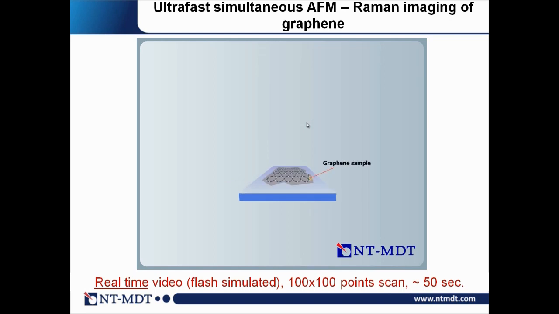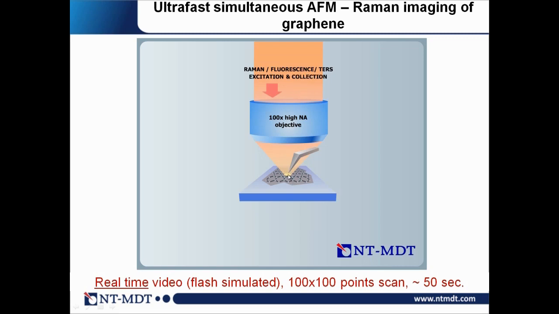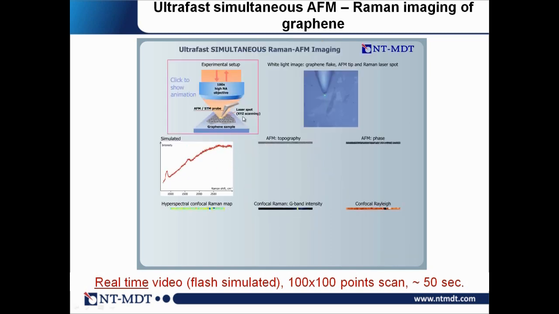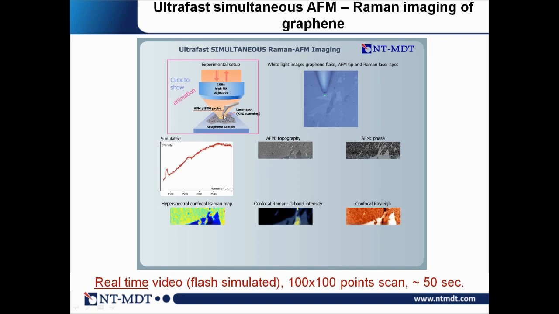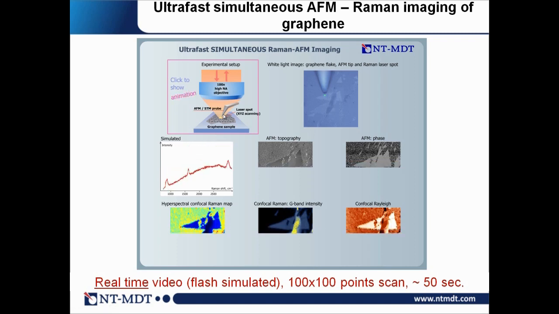So this is how we do co-localized AFM-Raman imaging. This is an example of a graphene flake, AFM probe, and the laser spot is focused in a diffraction-limited spot exactly at the end of the AFM tip. While we're scanning the sample, we collect optical signal, Raman, fluorescence, and elastically scattered signal by a confocal Raman spectrometer connected to the same objective, and simultaneously we obtain AFM images by AFM cantilever and AFM electronics. So this is simultaneous co-localized AFM and Raman imaging done exactly from the same sample area.